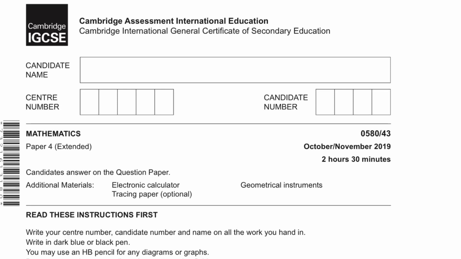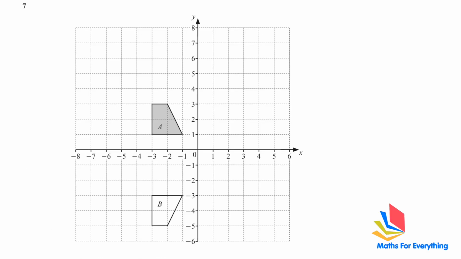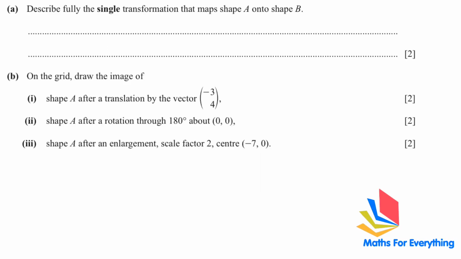So in today's lesson, we are going to solve Cambridge IGCSE Mathematics Paper 4 Extended, Variant 4-3, October-November 2019, question number 7 onwards. Question number 7 is related to transformation. Let's read the first part.